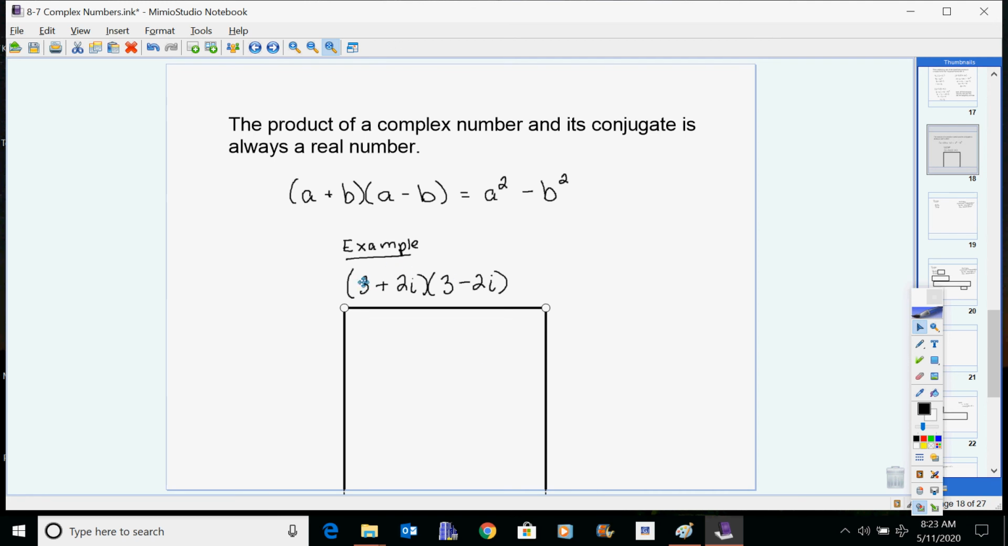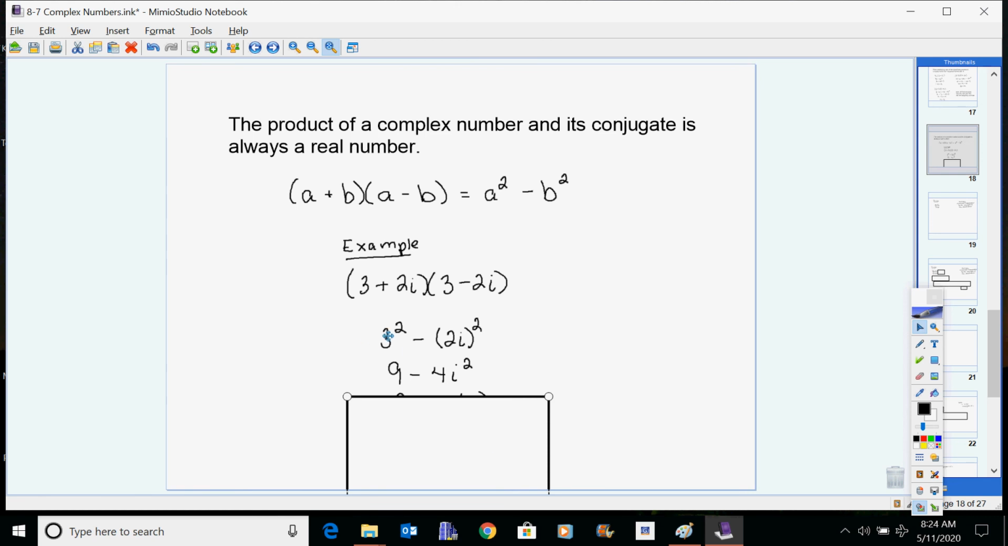So when I have this, if we think about distributing everything out, the middles drop out, so we end up with 3 squared minus 2i squared. You're always going to have a minus in between, and then whatever thing is here is what gets squared. So we have a 9 minus 4i squared. 9, 2 and 2 is 4, i squared. Then you're going to replace your i squared with a negative 1. So it becomes 9 plus 4, which is 13.